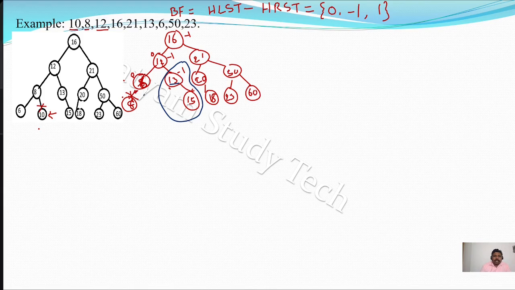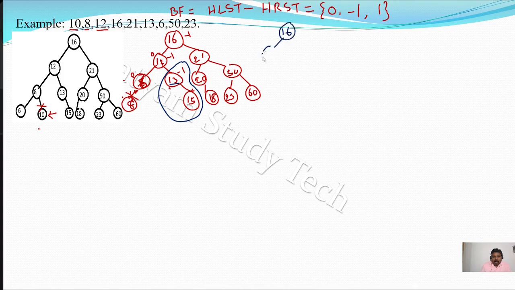Now we can see that these are the two cases. If I follow the inorder predecessor, that means you replace with 6. 12 is replaced with 6. That is the inorder predecessor. Inorder successor means you find the smallest element on the right subtree, then replace with that node. So what is the smallest element here? 13. So 12 is replaced with 13, right? Now we can see the diagram here.